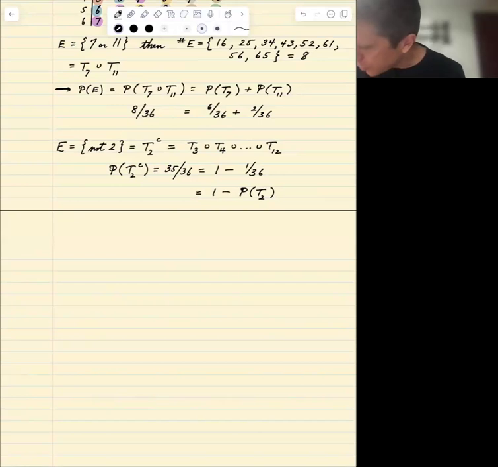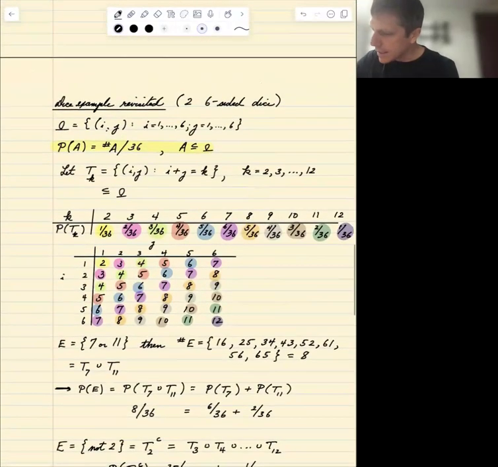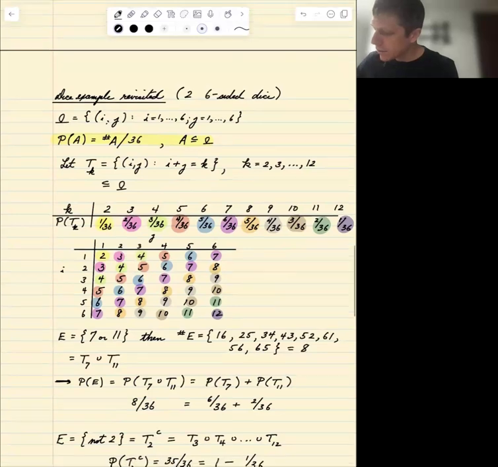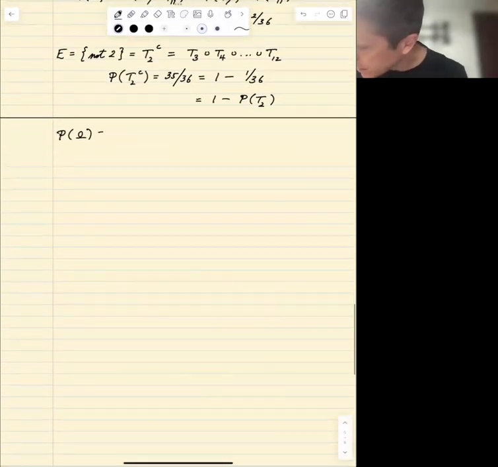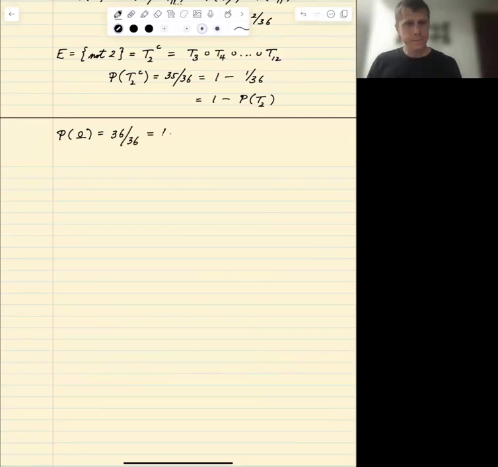Finally, notice the probability of omega. What is the probability of omega? Omega is the event here, because a set is a subset of itself. So it's the number of omega divided by the number of omega, 36 over 36, which is 1. Okay.